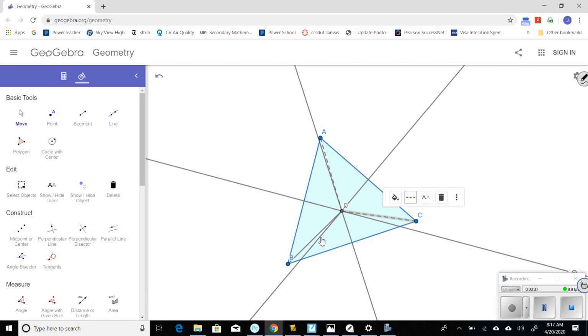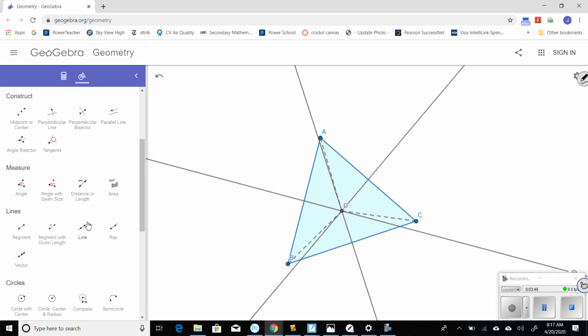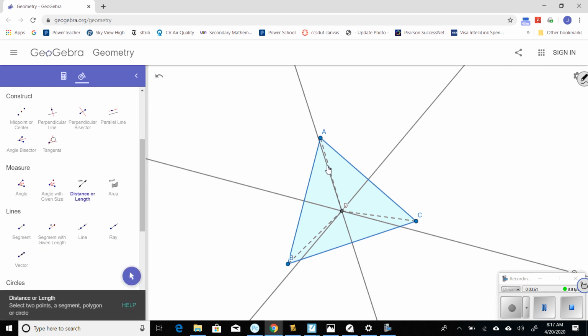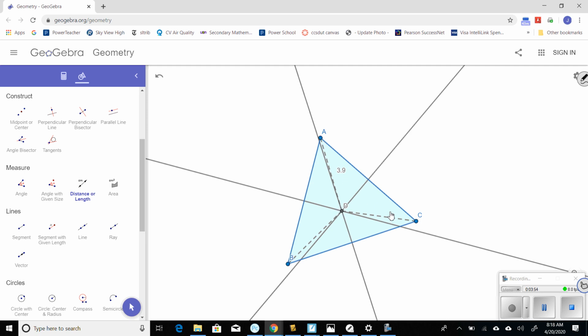So I'm going to measure each of those lines. That's a distance from that middle point, we call it the circumcenter, right? The circumcenter of the triangle and the endpoints. Now I'm just going to measure each of those. So I come down to the measuring thing, measure a length or distance. I'm going to measure that one, and that one, and that one. They all come out to be 3.9, right? They have the same distance.